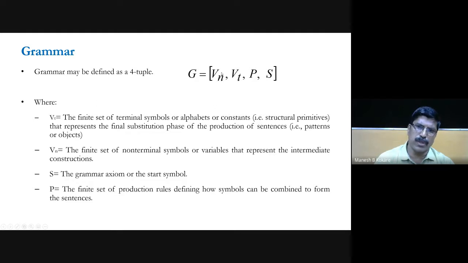Out of that, the first one is VN, the second is VT, the third is P, and the fourth is S. VN is basically the finite set of non-terminal symbols or variables that represent the intermediate constructions. Whereas VT is the finite set of terminal symbols or alphabet or constant, that is, structural primitives that represent the final substitution phase of the production of sentences, that is, patterns or objects.